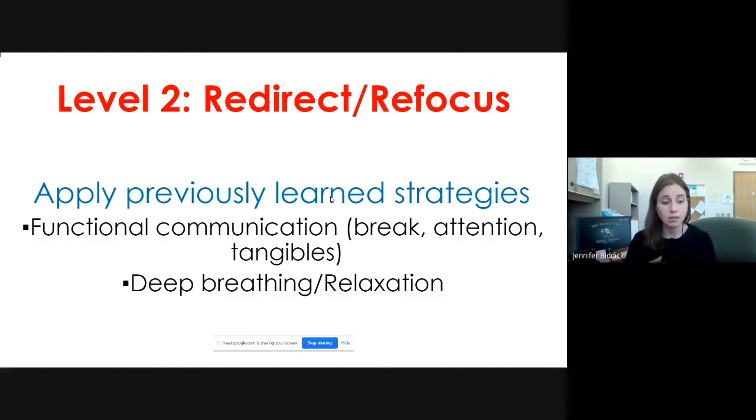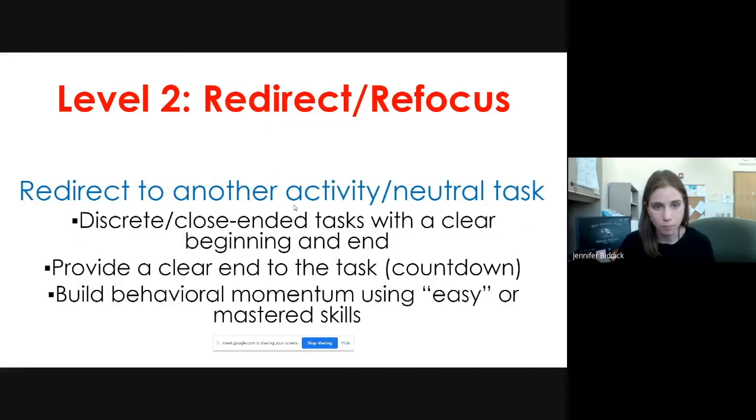So we're starting to see maybe some of that pacing, maybe some of that rustling of the paper. So this is where we would prompt them to ask for a break, because this is when they need it and it would help them to de-escalate. We might want to practice our deep breathing or relaxation techniques at this point. We might need to redirect to a different activity or neutral task. So again, it might be necessary for us to have our learner meet with some success.